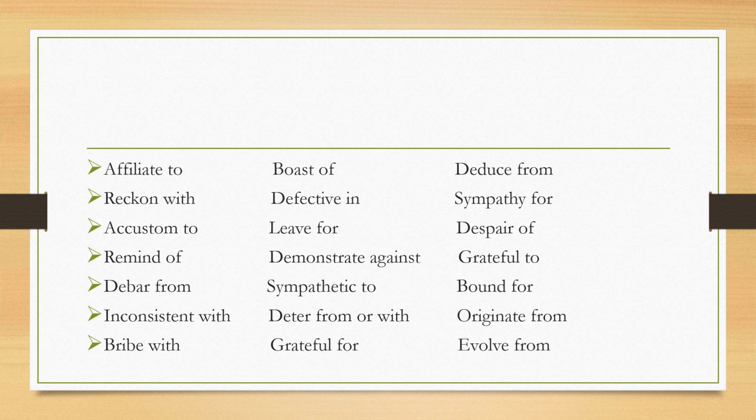You must deduce from, sympathy for. We have sympathy for certain people, certain things. Despair of, grateful to some people. Bound for, originate from, evolve from. So these are two-word prepositions that are all captured under the topic complex preposition.